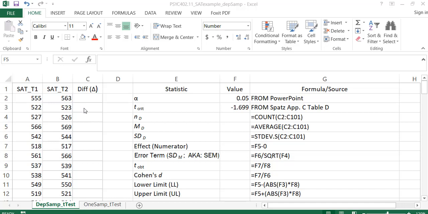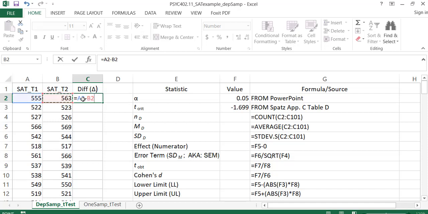As we discussed in the video, one of the key parts of doing the dependent samples t-test is creating difference scores. And so we want to know for this individual, what is the difference in their SAT score from time 1 to time 2? So at time 1, they made a 555. At time 2, they made a 563. And so we see a difference of -8. So scores at time 2 are higher, and thus we end up with a negative number.